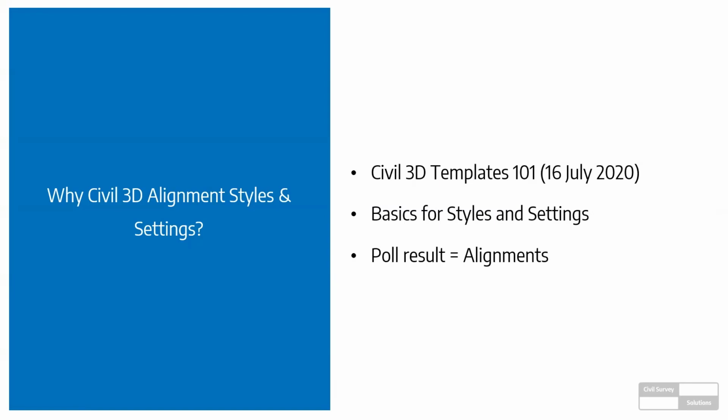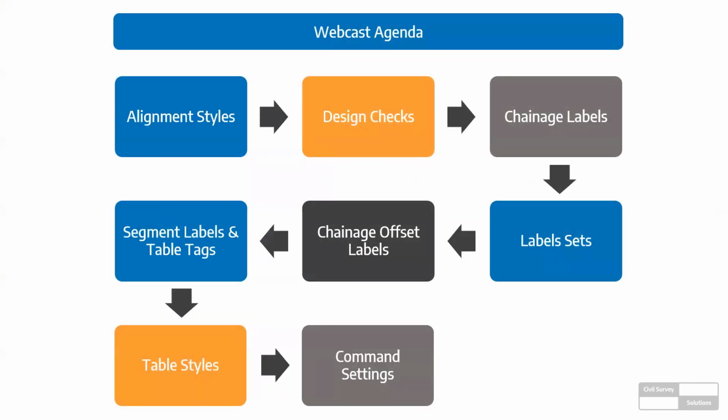Okay, so today's session, we're going to look specifically at alignments, a lot deeper than we did in the first one. We're going to have a quick look over the alignment styles that we created last time, and have a bit more discussion on those. Then we're going to jump into the design checks. How do you set those up? Then we're going to jump into the labeling. We're going to look at some Chainage labels, do a quick recap on the label sets and how you apply those to your objects in the drawing. Then we're going to muck around with some Chainage offset labels.